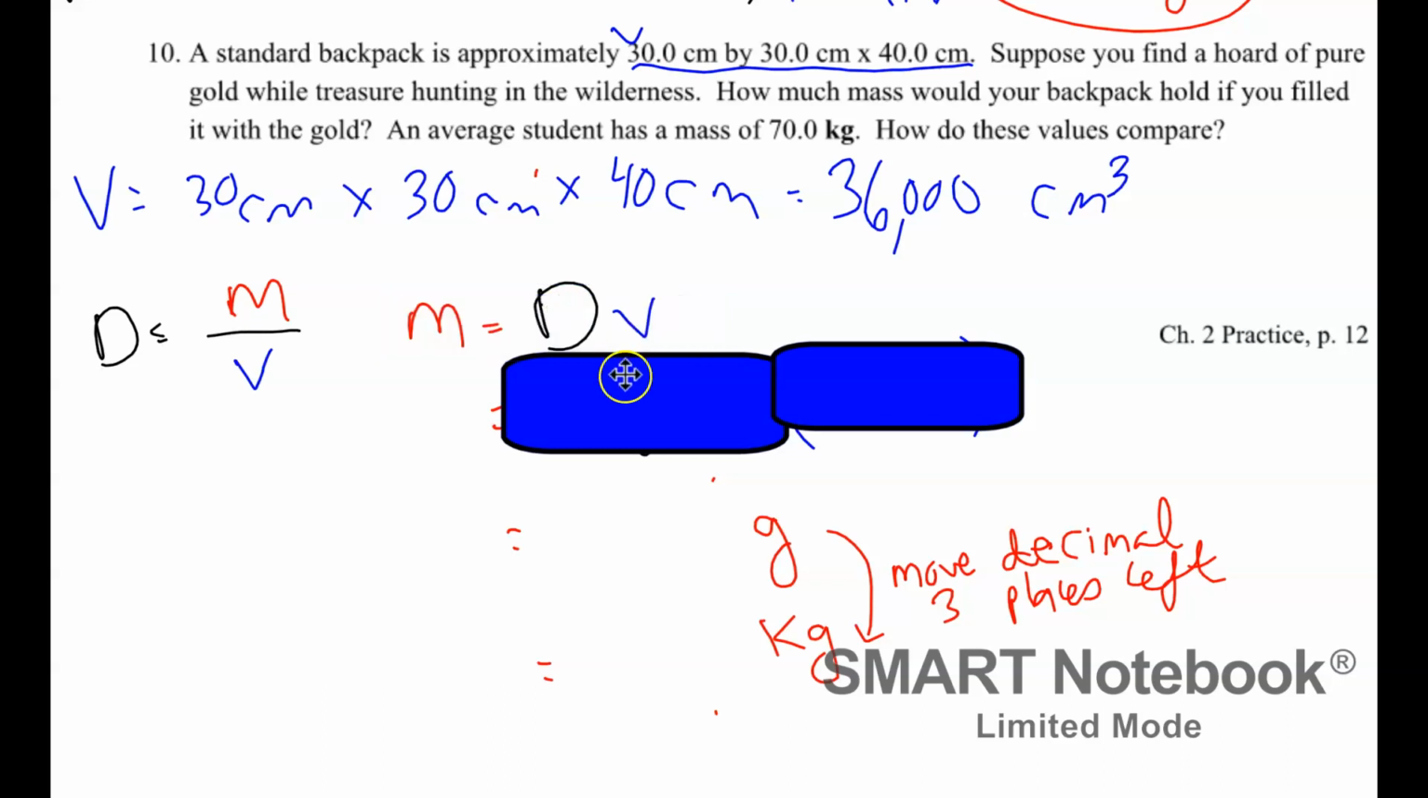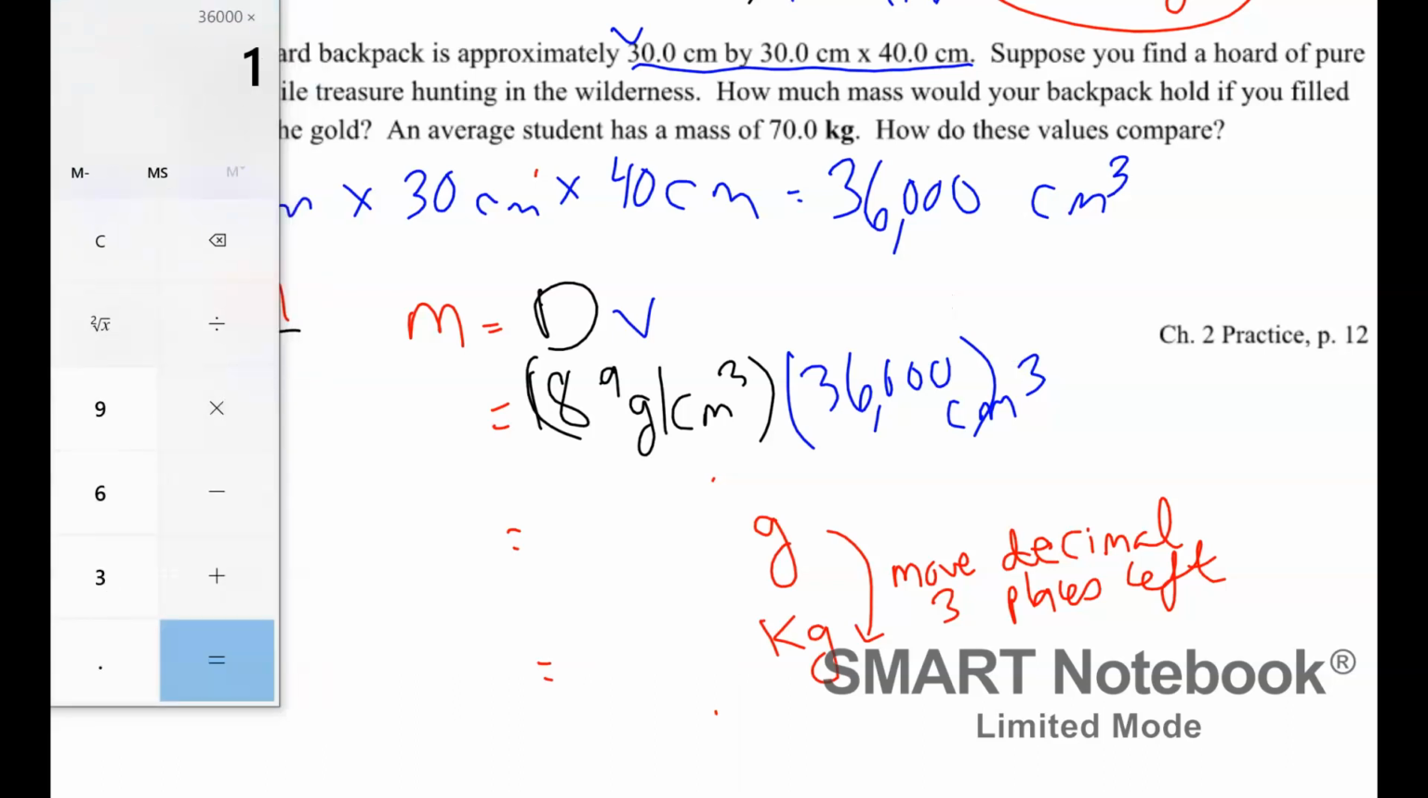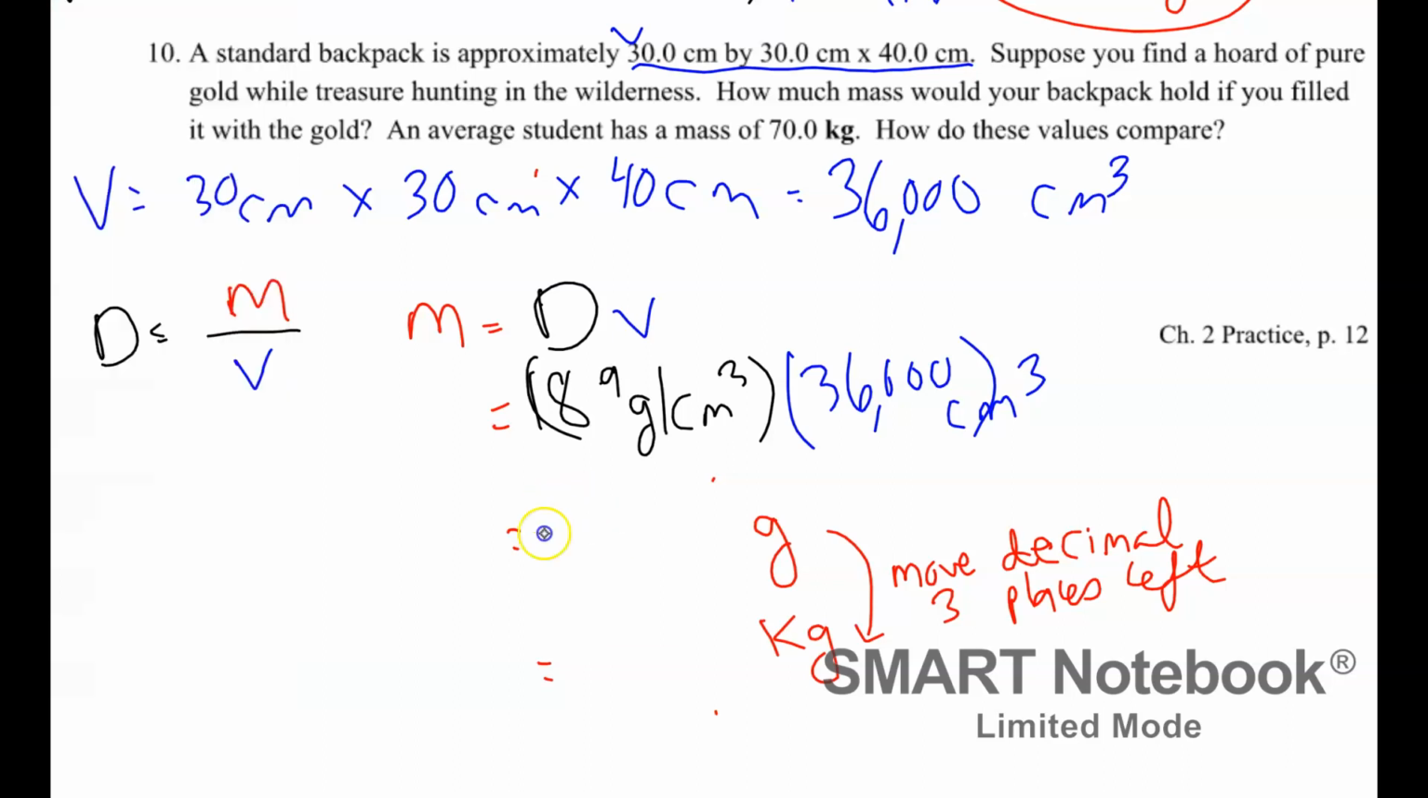So mass is density times volume. Plug in our 18.9 that we were given for density, and now we've got to plug in our volume, 36,000 centimeters cubed. Okay, so what's the mass? We're going to multiply those two together, 36,000 times 18.9, and we get 680,400. So 680,400 grams of gold will fit in your backpack.